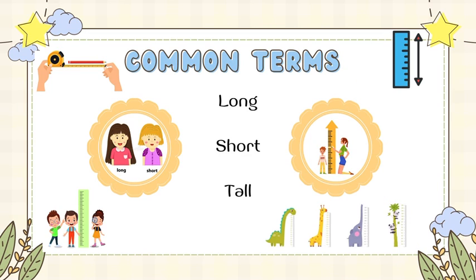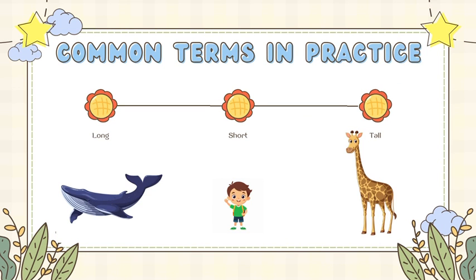When we talk about length, we use different words to describe how big or small something is. Let's look at a few. Tall. Think of a giraffe. It's really tall. Long. Think of a whale that is super long, aren't they? Or short. A young boy is usually shorter than an adult. These are all the ways we talk about length. Here are those terms, long, short, and tall, put into practice with examples.